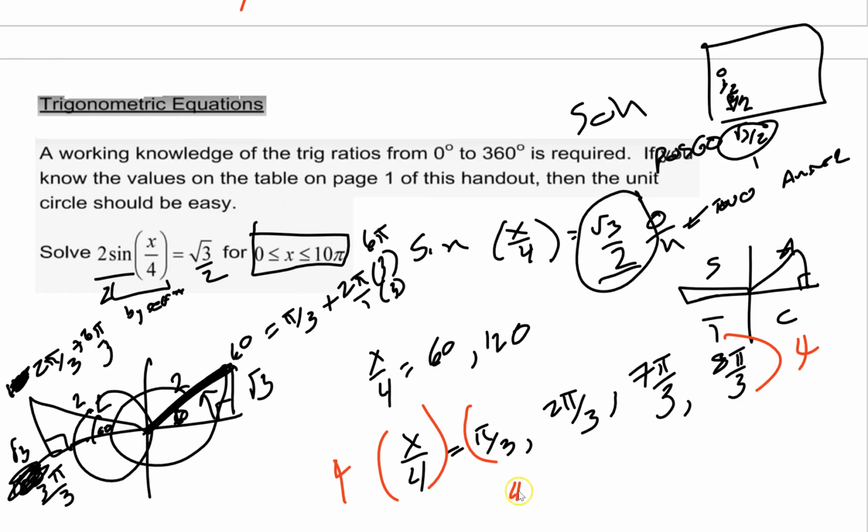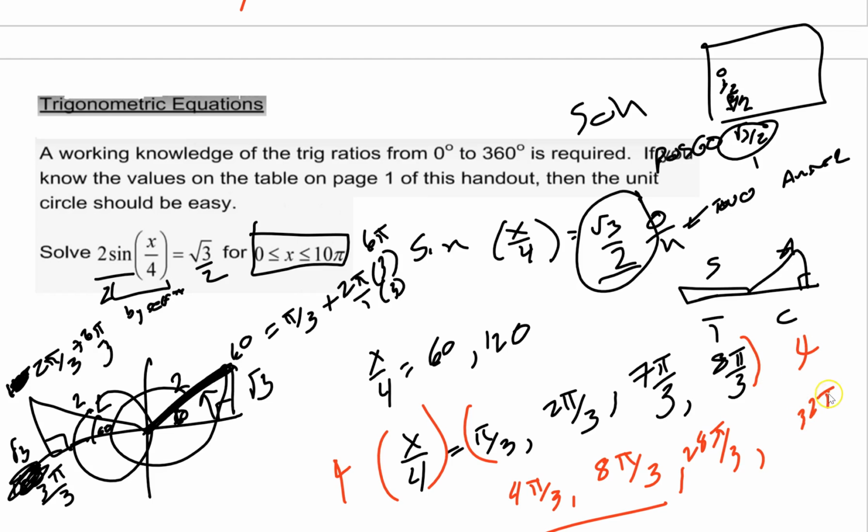Into all of them, I'm going to get 4 pi over 3, 8 pi over 3, 28 pi over 3, and 32 pi over 3. Now I only want between 0 and 10 pi. So that's good, that's less than 10 pi, that's less than 10 pi. 28 over 3 is almost 9-ish, it's still good. But 32 over 3, that's more than 10, right? That's almost 11. So that is not within the domain. So my answers are this.